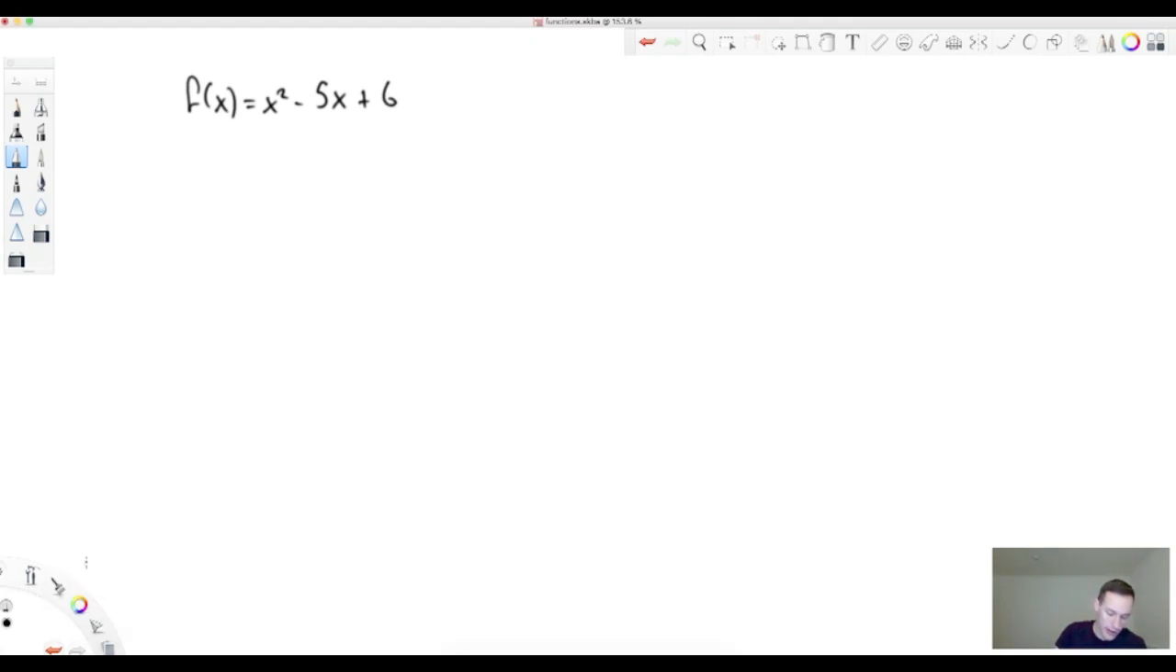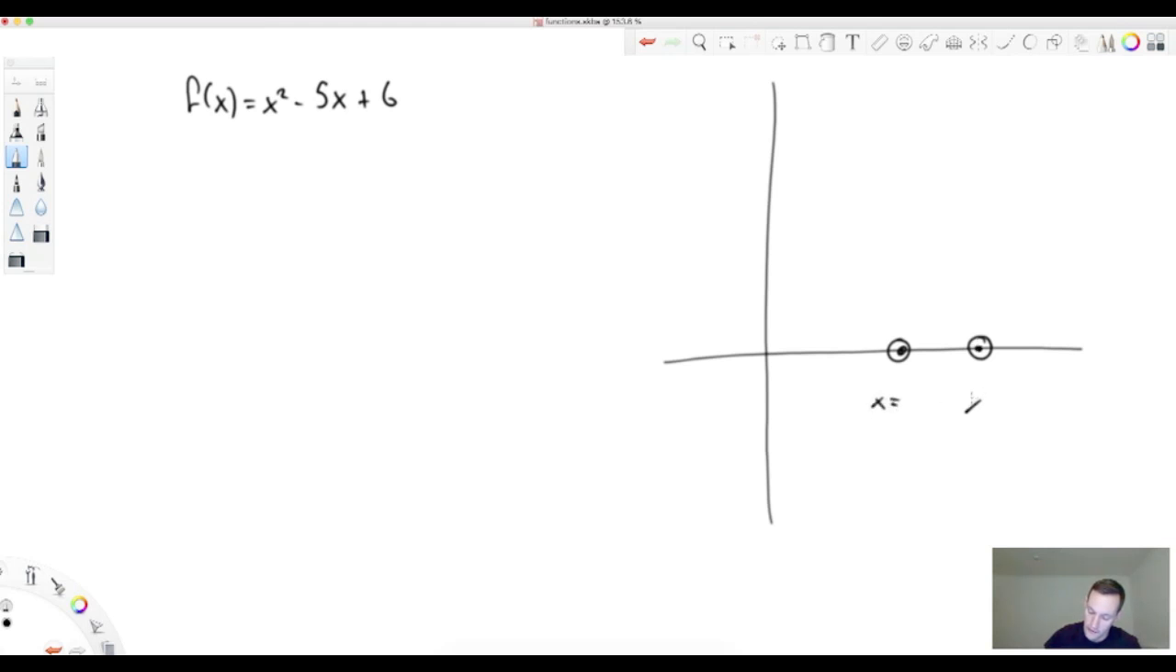And okay, so let's go ahead and plot it. So let's say these are the two roots right there and there, okay? I don't know what they are. x equals, I don't know what it is, and x equals will be the two roots, okay?